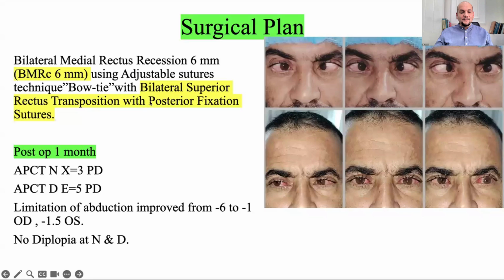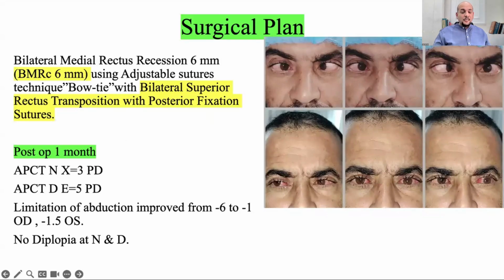Actually, what I did was bilateral MR recession of 6 millimeters using the adjustable suture technique, bow tie technique, with bilateral superior rectus transposition with posterior fixation suture. In this procedure, I am simply transposing the superior rectus from its original position to just superior to the lateral rectus muscle insertion in both eyes.